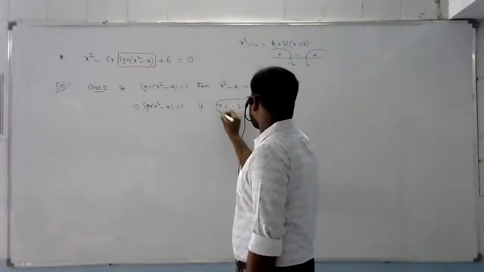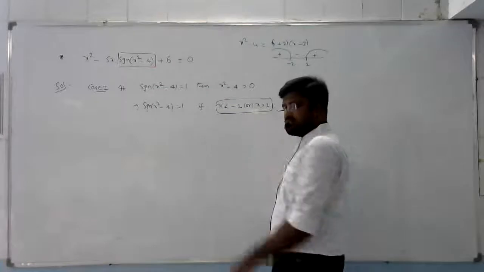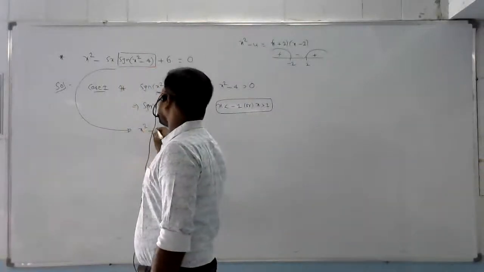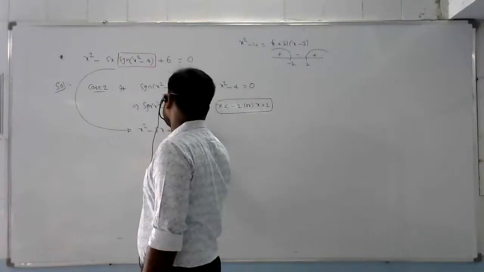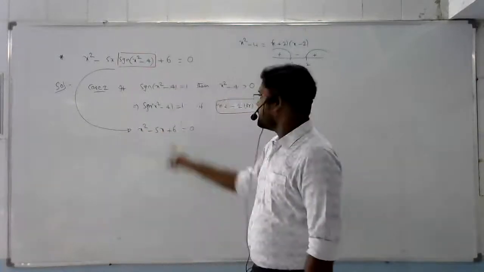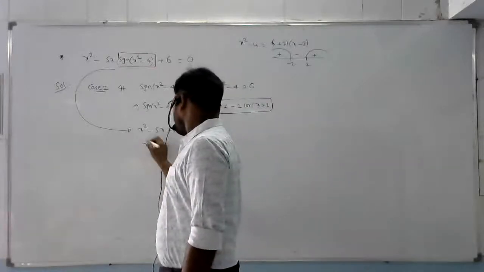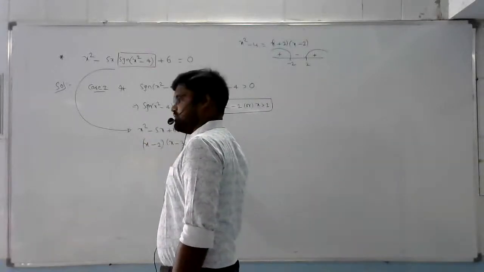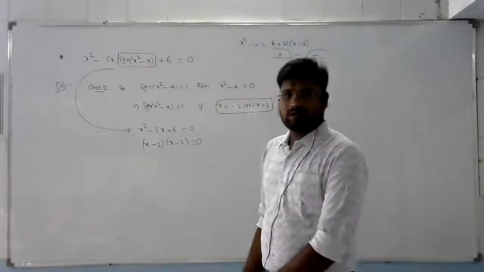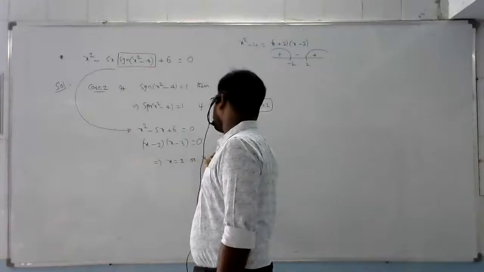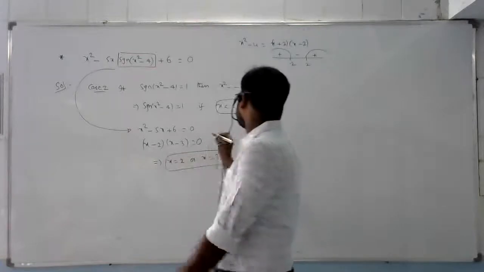Understood? So whatever solution you are getting should satisfy this restriction. Therefore, if you substitute here, x square minus 5x plus 6 equal to 0, because this signum is equal to 1, right? Now if you factorize this, x minus 2 into x minus 3 equal to 0. Simple quadratic equation. Now that implies x equal to 2 or x equal to 3.